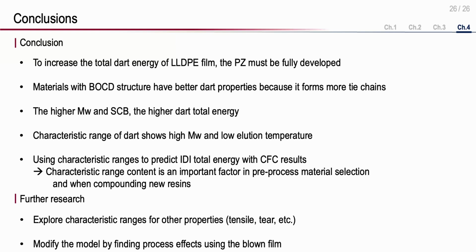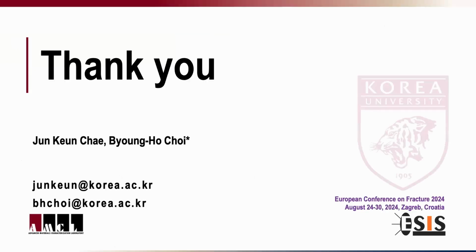The characteristic range is an important factor in pre-processed material selection and when compounding new resins. And for further research, we will explore the characteristic range for other properties such as tensile or tear, and we will modify the model by finding process effects using blown film. And finally, thank you for your attention.